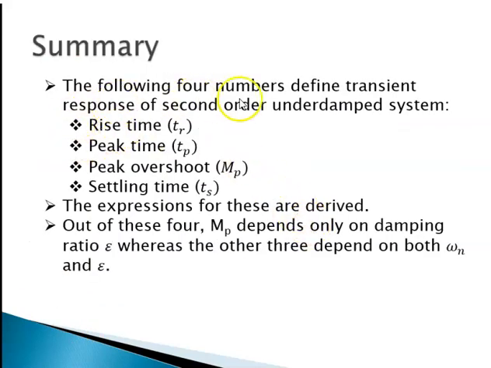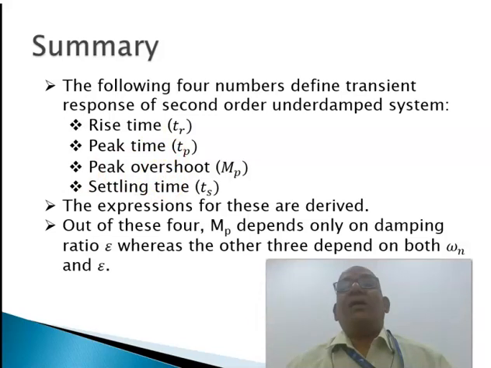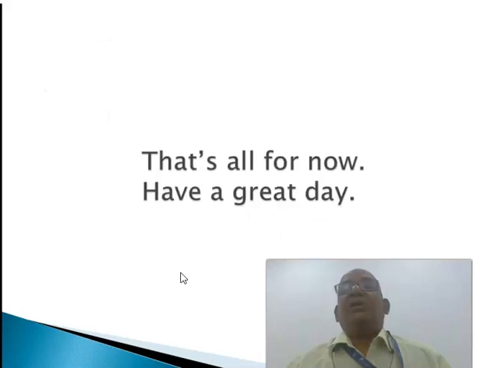To summarize, we say that these 4 numbers describe the response of a second order underdamped system, and these 4 terms are rise time Tr, peak time Tp, peak overshoot Mp or percentage peak overshoot, and settling time. Carefully note that this Mp depends only on the damping ratio epsilon, whereas all the other 3 depend both on omega n and damping ratio, natural frequency and damping ratio.